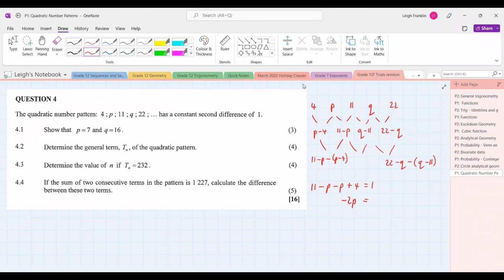On the other side, where we've got 1, we need to take 1 and take away 4, and then take away 11. That would give us negative 14. Then when we divide both sides by negative 2, we end up with what we were supposed to show, and that is that P is equal to 7. Good stuff. Well done, everybody.